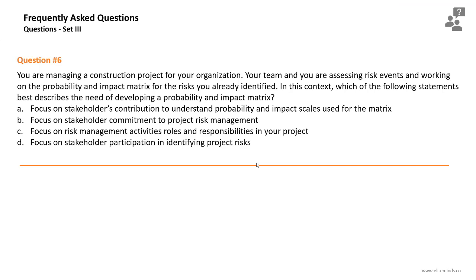Question number 6. You are managing a construction project for your organization. Your team and you are assessing risk events and working on the probability and impact matrix for the risks you already identified. In this context, which of the following statements best describes the need of developing a probability and impact matrix? The PI matrix is an important topic for the exam. You should expect frequent questions about it. However, this question is asking about the need, the statement that best describes why you should develop a probability and impact matrix.